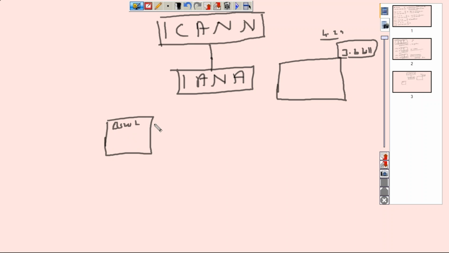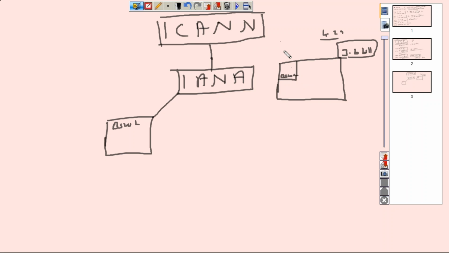Okay, so now BSNL goes to IANA and says, listen here, we are India's national service provider. We are the big dog in the pool and all that stuff. We provide internet services to India. We want a range of IP addresses. So IANA says, no problem. You pay your money and do your paperwork, and they take a block off from this and say, okay, I'm giving this block to BSNL, right? And they assign that.